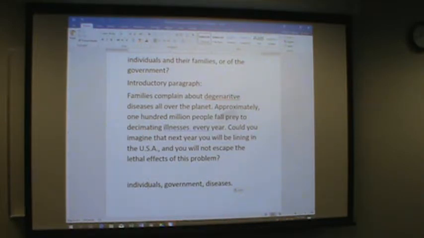Here we go. Families complain about degenerative diseases all over the planet. Approximately 100 million people fall prey to decimating illnesses every year. Can you imagine next year you will be living, let me correct it now, because I reread, living in the USA, and you will not escape the lethal effects of this problem. Here comes the most important sentence. Who can tell me a thesis statement? Individuals, governments, diseases. I have one in mind already, but you tell me. Tell me a sentence, everybody.